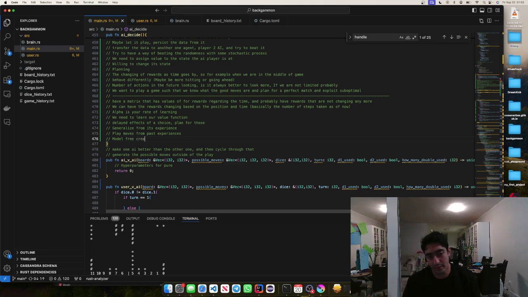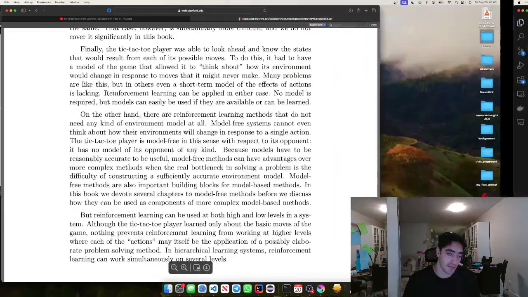Model-free creates model-full methods. Yes.